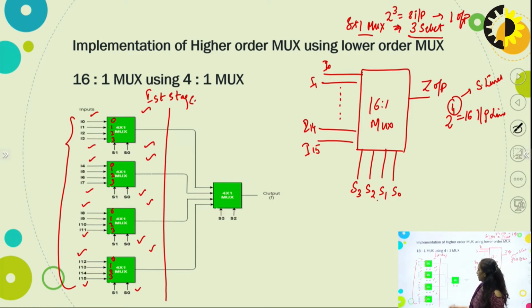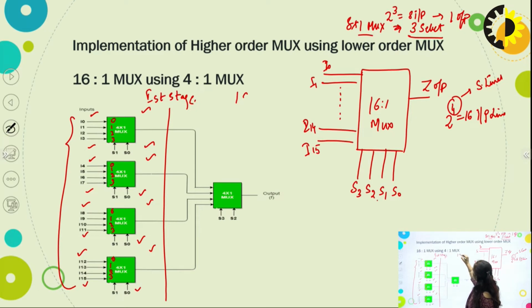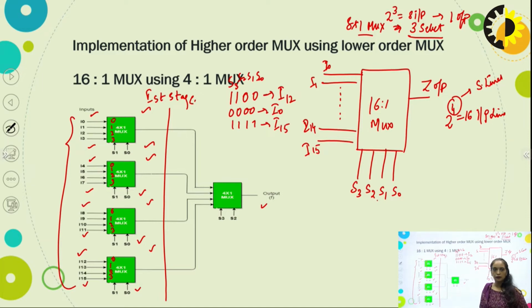Let us check one case when we have 1 1 0 0 for S3, S2, S1, S0. The output will be I12. Whatever data is present at the I12 line will appear at the output line, right? Because in a simple way, we have assumed that for 0 0 0 0 the I0 line will be connected, and for 1 1 1 1 the I15 line will be connected at the output line.